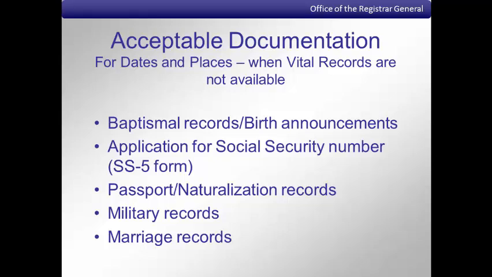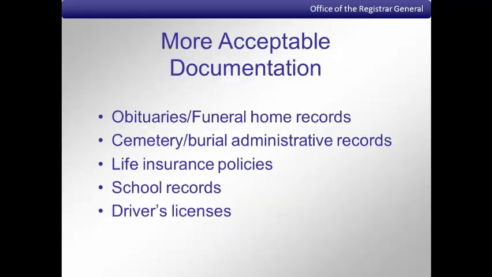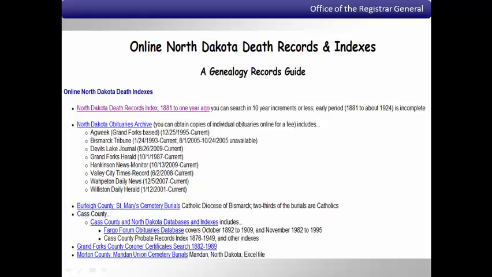Following are some examples of alternate forms of acceptable documentation: baptismal records, birth announcements, applications for a Social Security number, passports, naturalization records, military records, marriage records, obituaries, funeral home records, cemetery records, burial administrative records, life insurance policies, school records, and driver's licenses. Let's take another look at deathindexes.com.